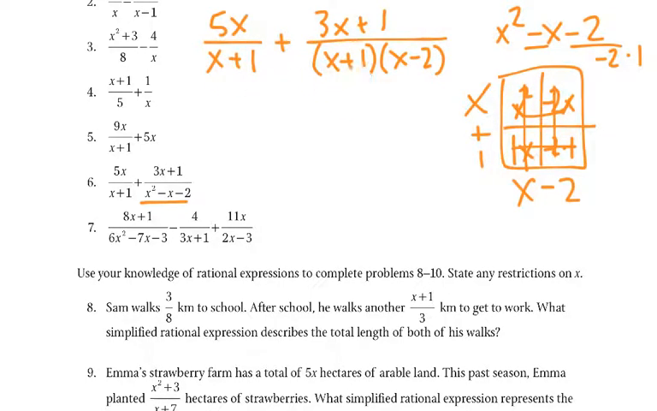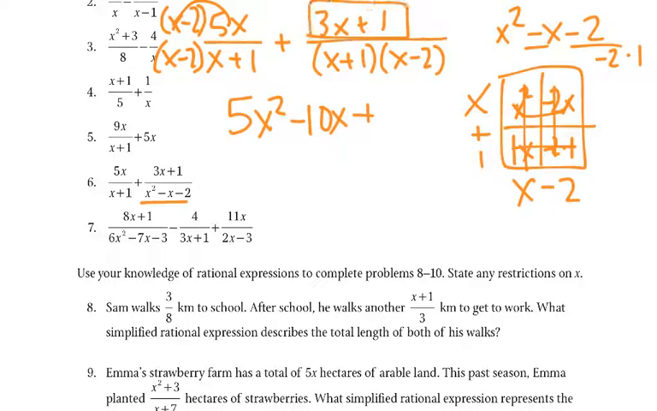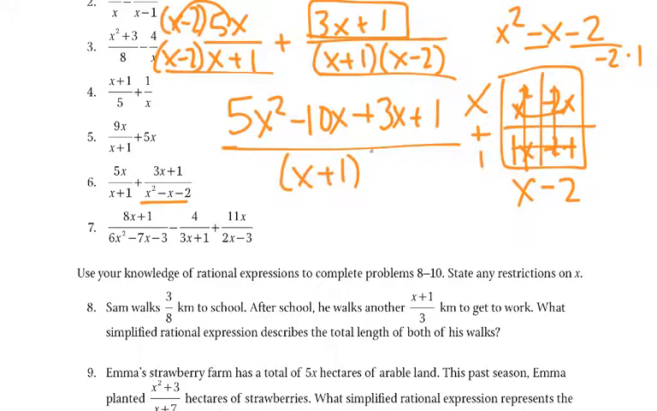So to make them even, we just need to times by an x minus 2 to both sides. Okay? So we end up 5x times x, 5x squared minus 10x, plus, let's just add this whole piece on, 3x plus 1, all over that whole thing, x plus 1 times x minus 2. Doesn't matter the order you write it in. It's the same thing. Now we can simplify these, can't we?